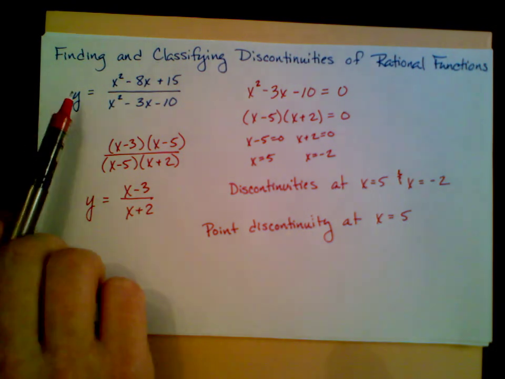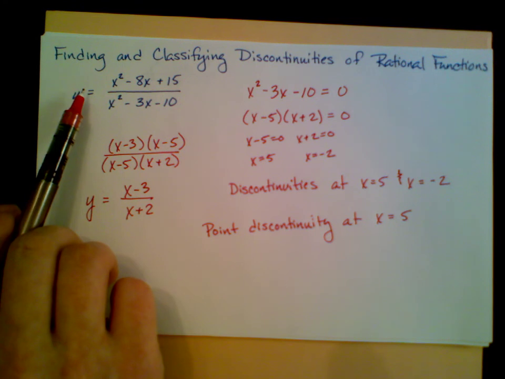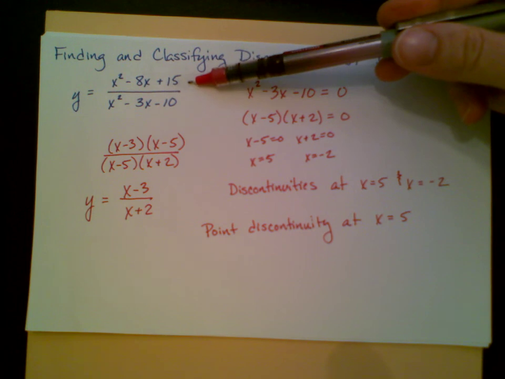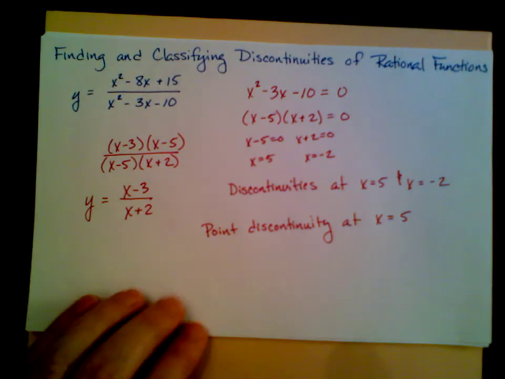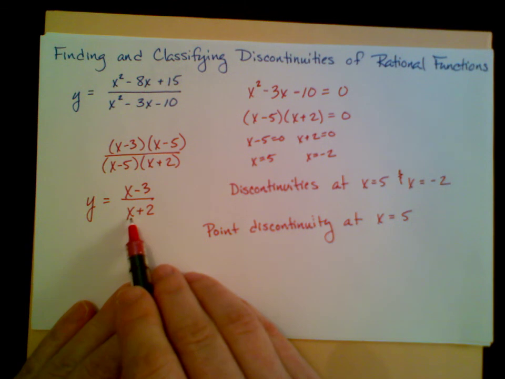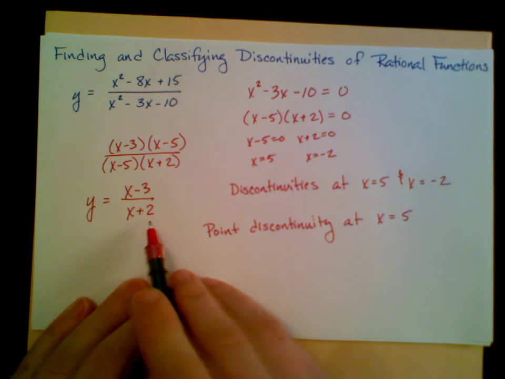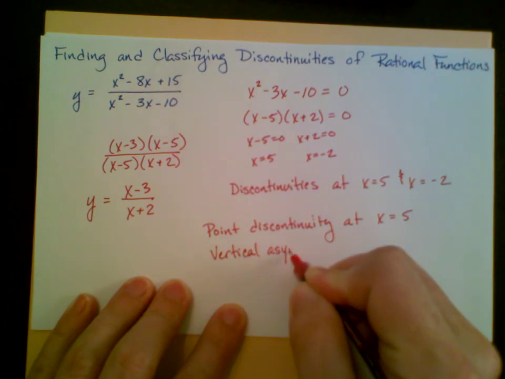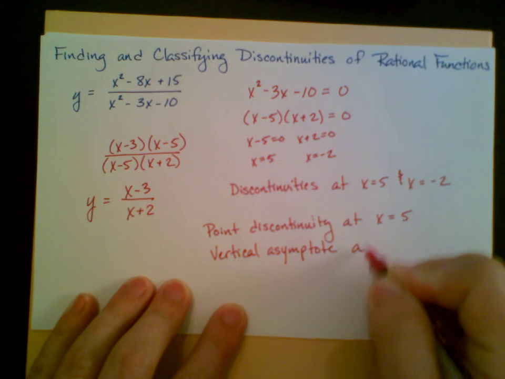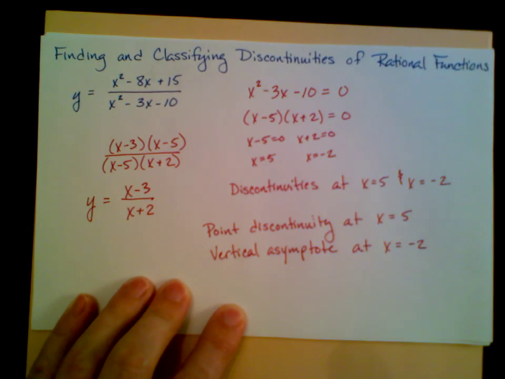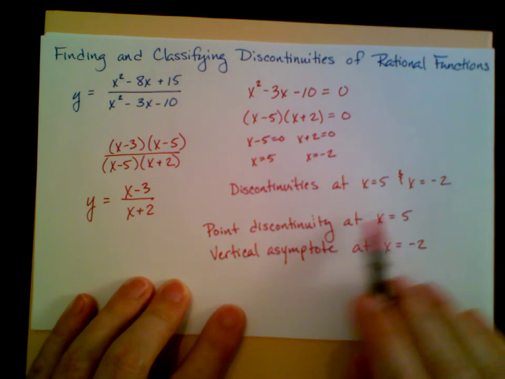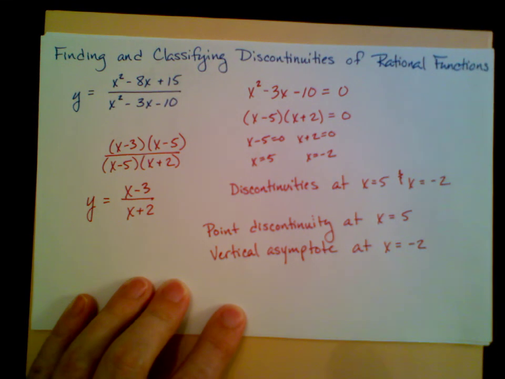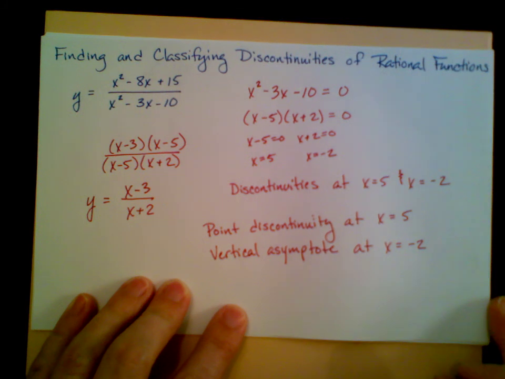This function will look exactly like this function. The graph will be exactly the same, except this one will have a tiny little hole in it at 5. The fact that the factor x plus 2 did not cancel out means that there is a vertical asymptote at x equals negative 2. So I had two discontinuities and I've classified them. One was a point discontinuity, the other was a vertical asymptote. Let's do another example.